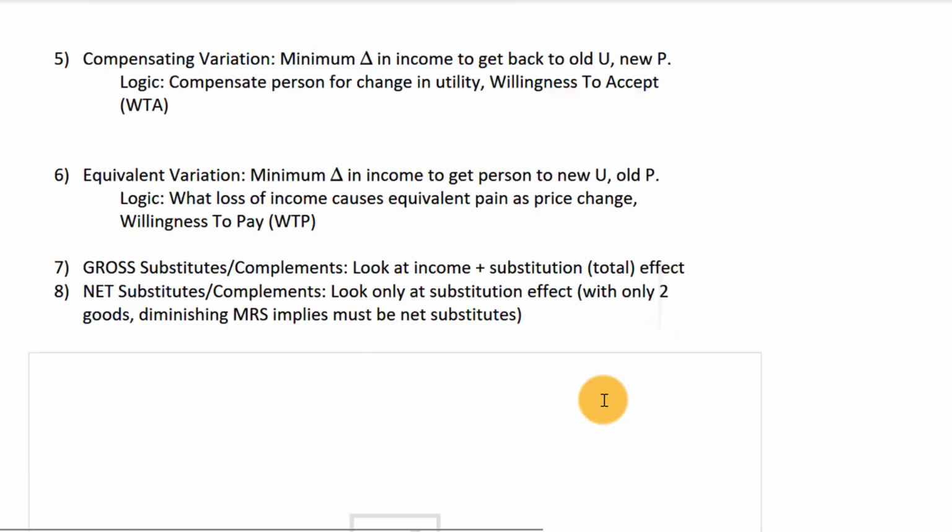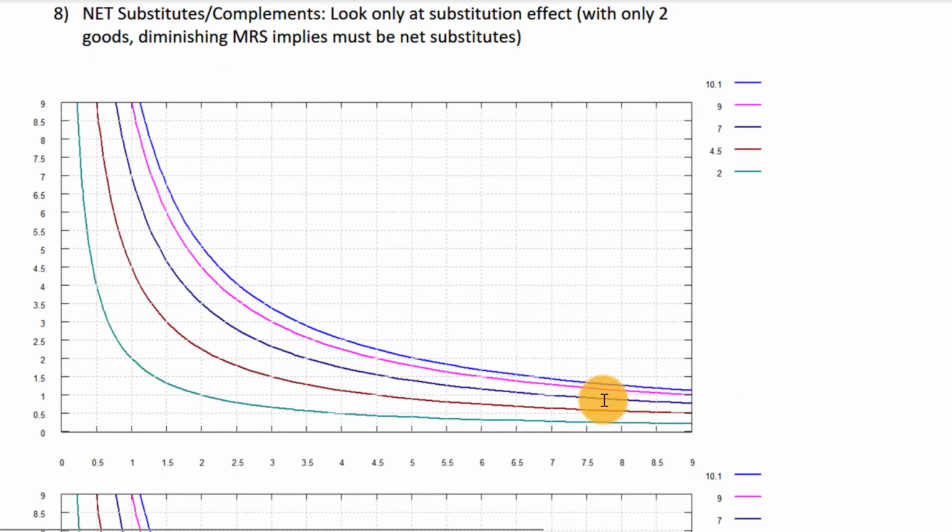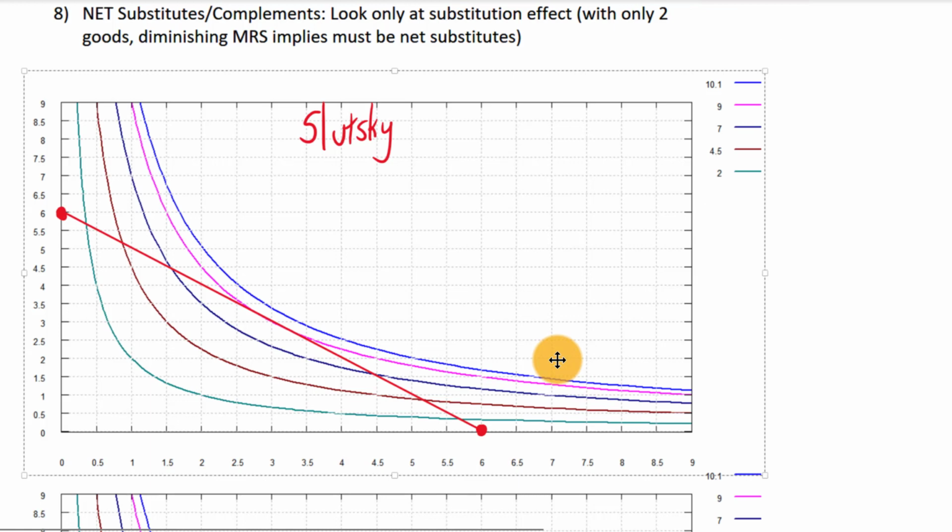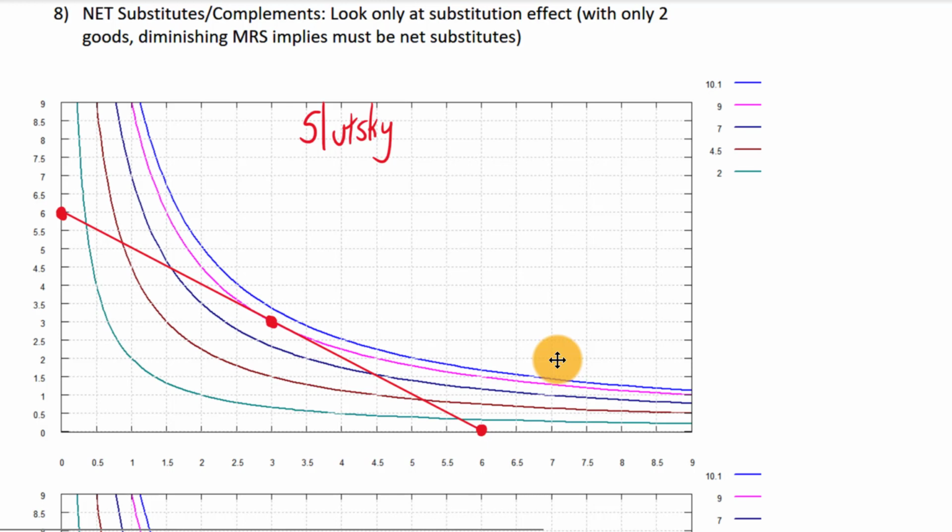So let's go down here to our indifference curve map. This is where we'll do Slutsky. And our original budget was $6. And so the price of x and the price of y were 1. So our original budget line is going to go from, we could buy 6 y's or 6 x's or any combination in between. And so our original solution was 3 x's and 3 y's. So let's call that point A there.